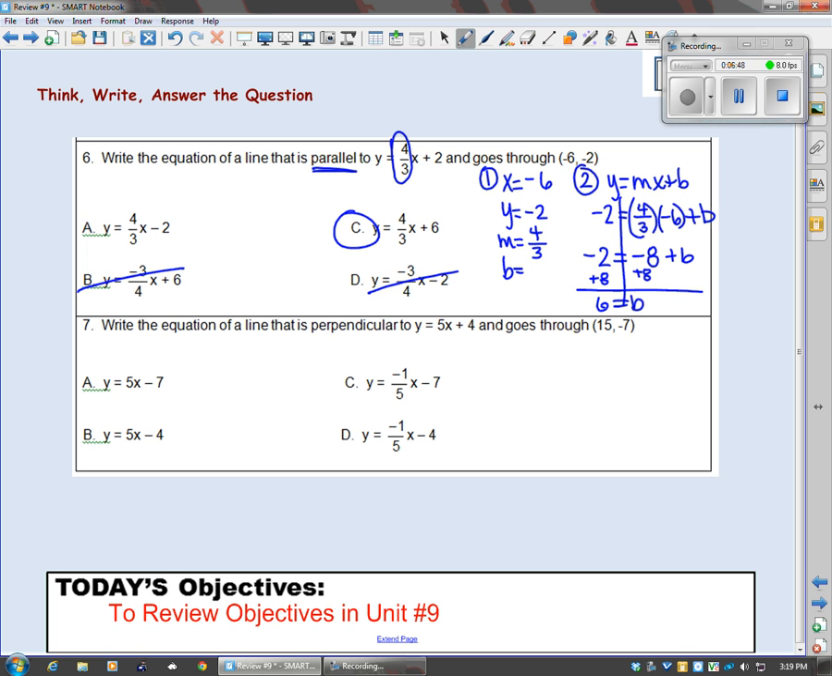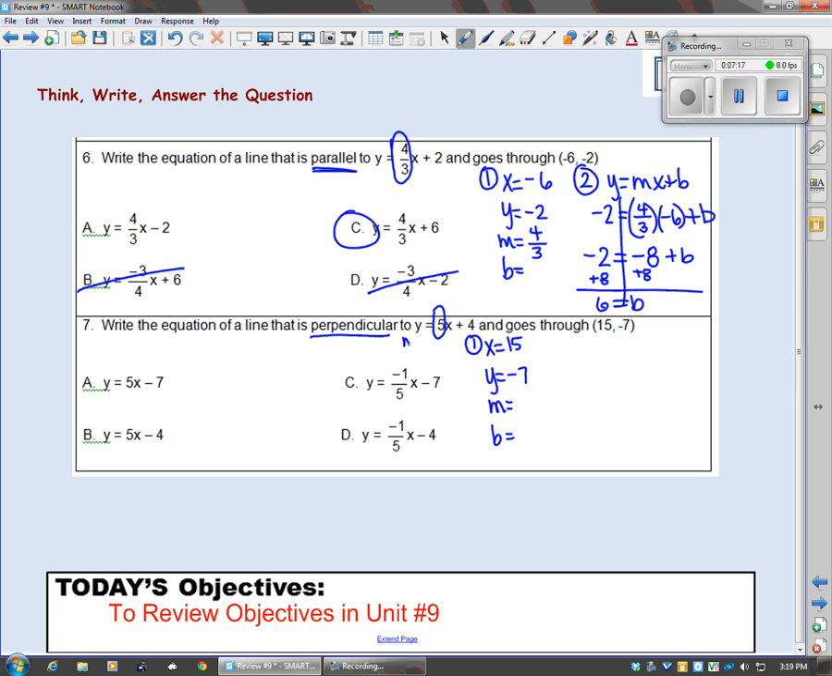Write the equation of a line that is perpendicular to y equals 5x plus 4 and goes through 15, -7. Step 1, x equals, y equals, m equals, b equals. X and y are 15 and -7. All you are using the given equation for is to steal the slope out of it. The rest of it doesn't matter. You're just taking the slope out of it.